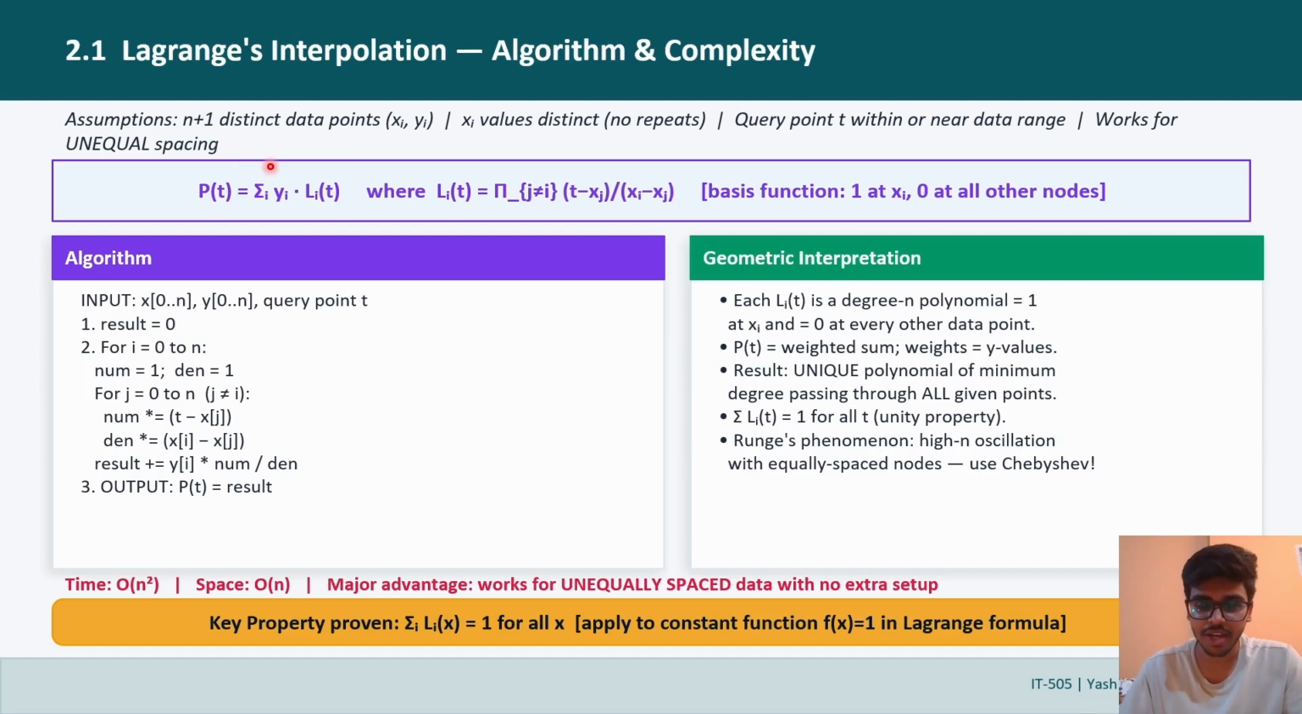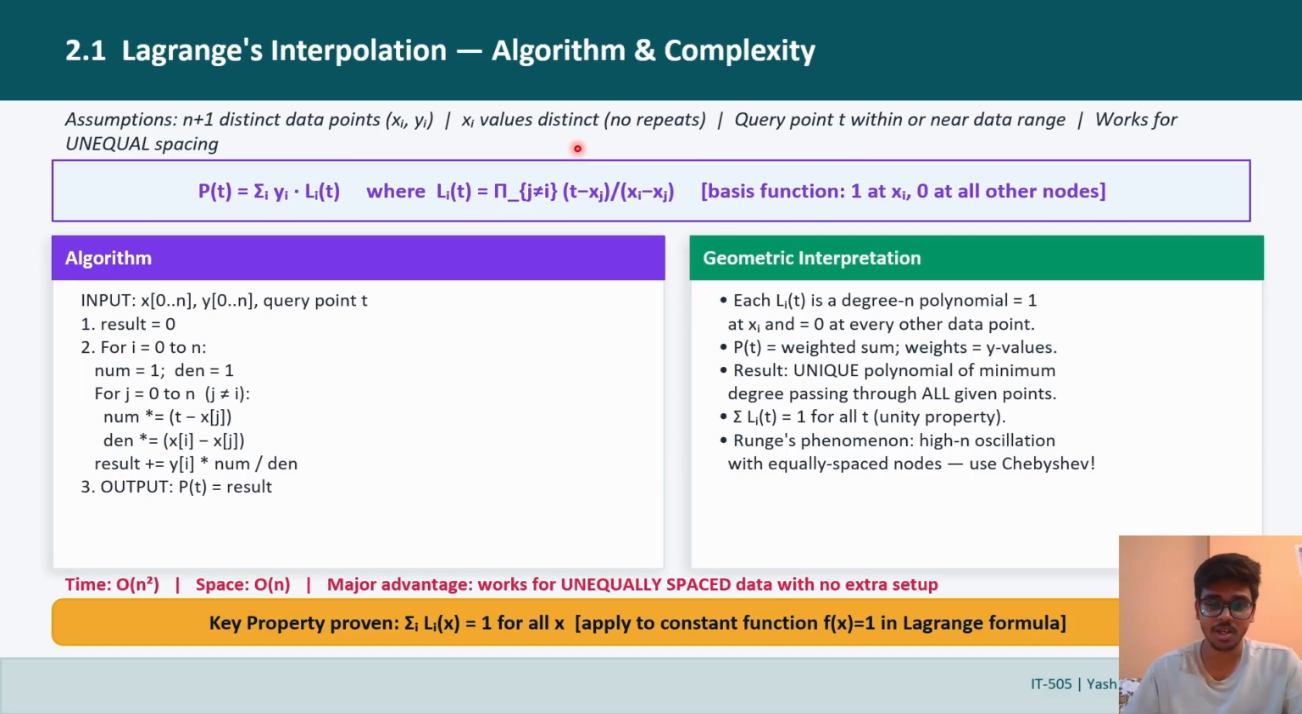Assumptions: we have n plus 1 distinct data points, xi, yi. The x values are all distinct, no duplicates. The query point t is within or reasonably near the data range. The method works for unequally spaced data, which is a major advantage.